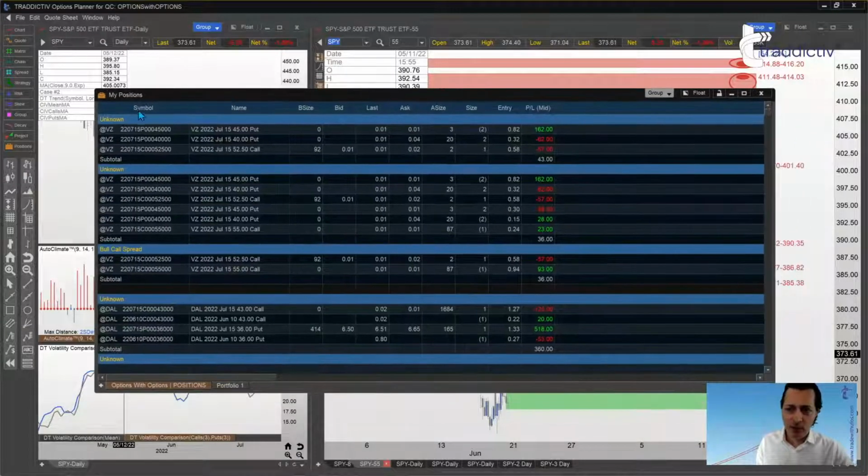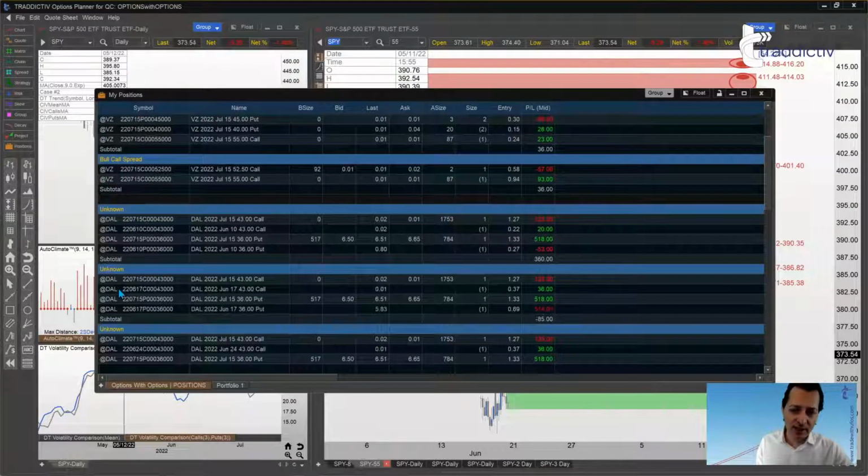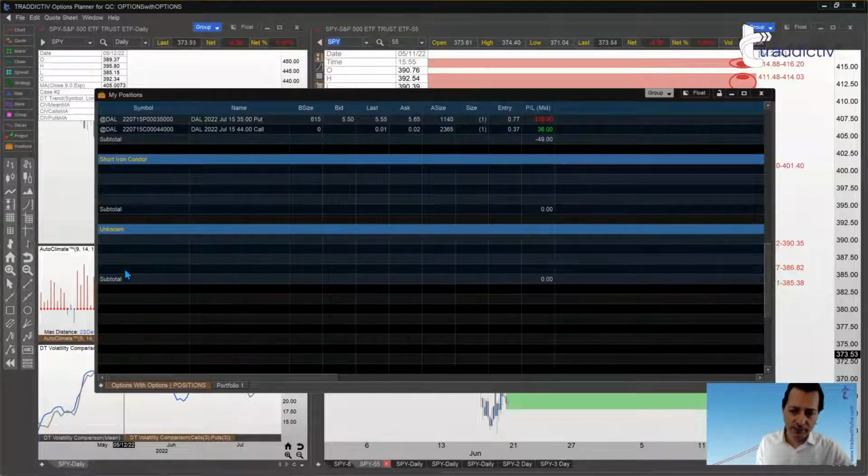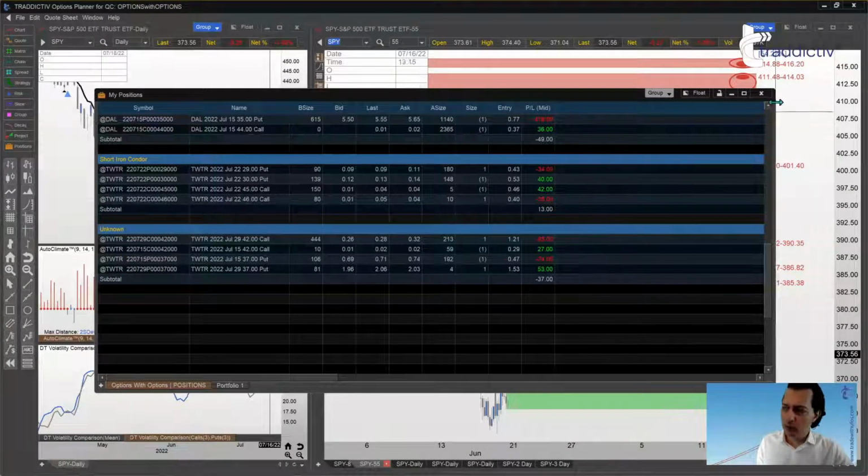Perfect. Okay, so the trades. We got 3 trades to review. One is Verizon, the second one is Delta Airlines, and the third one is Twitter. Okay, those are the 3 trades we need to review.